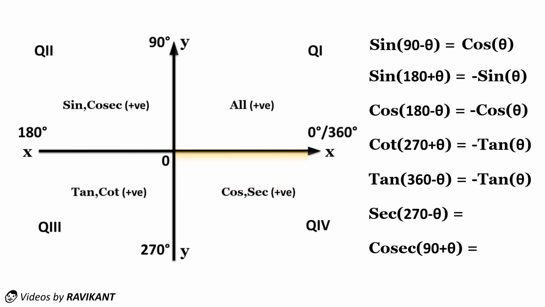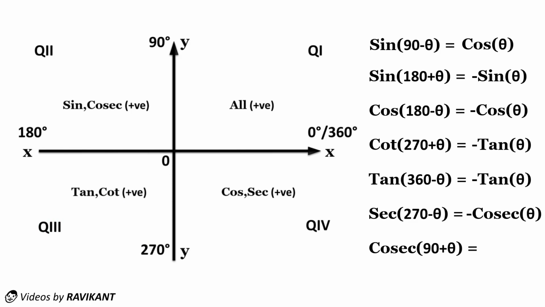Next we have sec 270 degree minus theta. Here the angle lies in third quadrant, and in this quadrant only tan and cot are positive, and we have given sec, so sec would be negative, and it will change into cosec because at this angle 270 degree minus theta all trigonometric ratios will change. So sec 270 degree minus theta is equals to minus cosec theta.